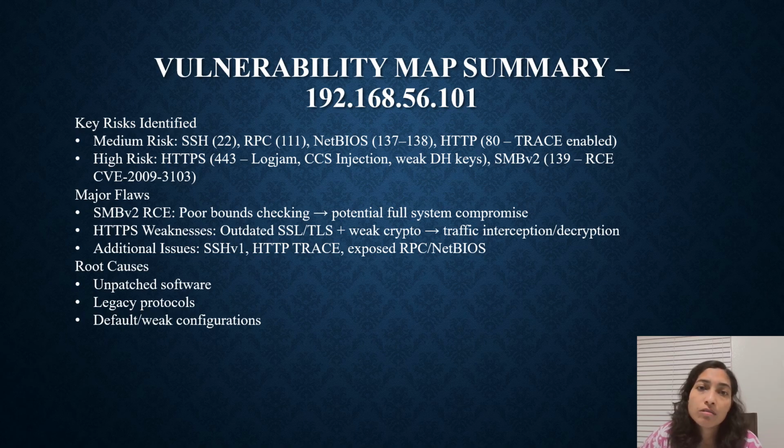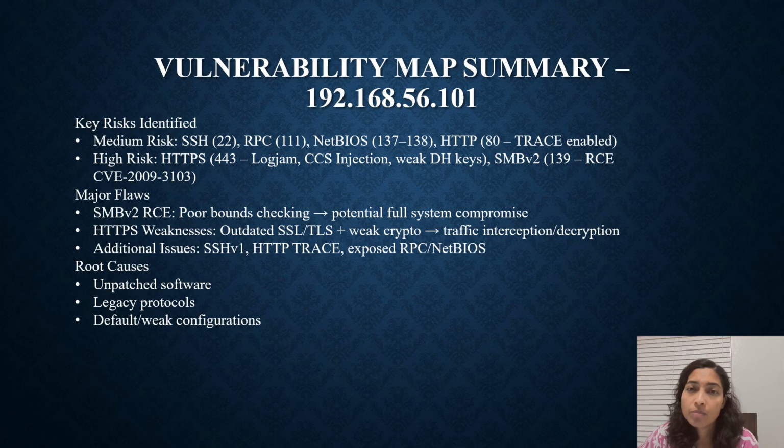Mapping all of this out makes it really clear which services need immediate remediation and which ones pose the biggest threat to the system. Next, I looked at the flaws in more detail.